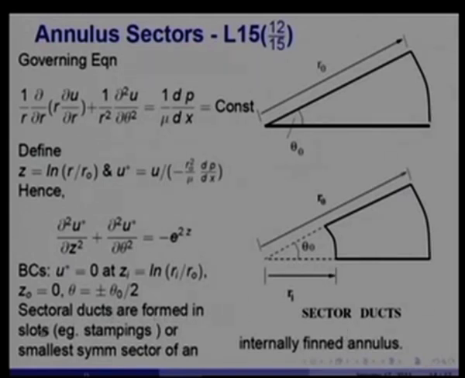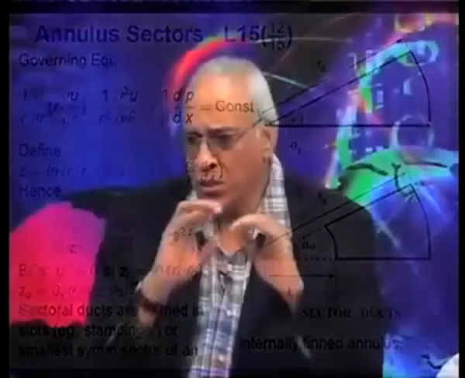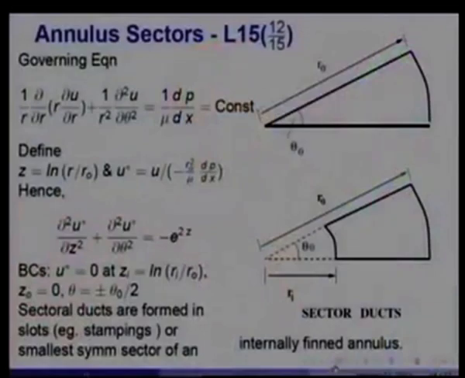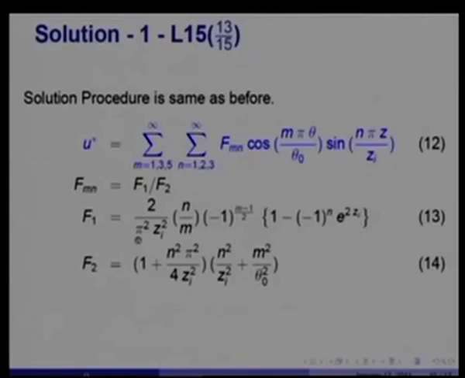Such sectoral ducts, as I said, are formed in slots of electrical stampings or the smallest centimeter sector of an internally finned annular duct. Now, the method of solution for this case is exactly the same as in the case of a rectangular duct that I showed you earlier. So, we multiply both sides by an appropriate Fourier series function, cos m pi theta by theta naught, sin n pi z by z I, where these functions are obtained by noting the boundary conditions.